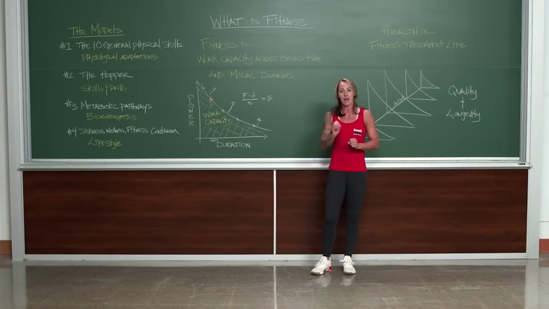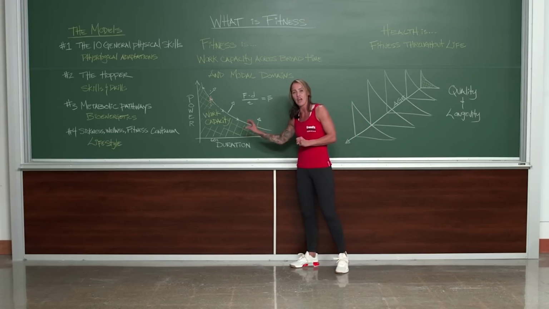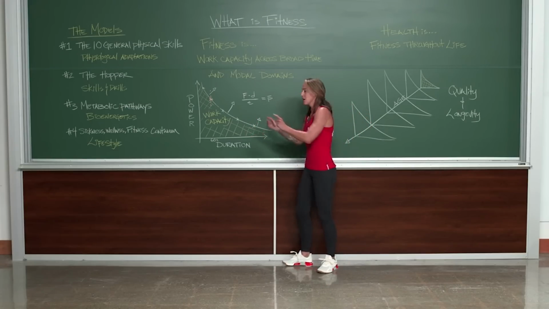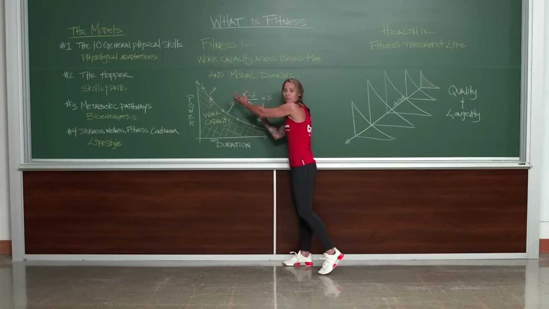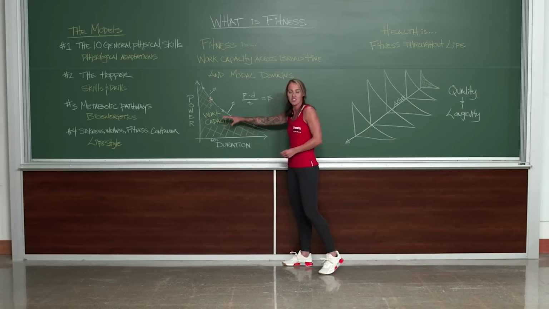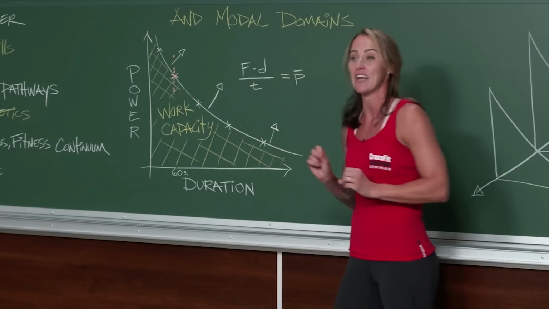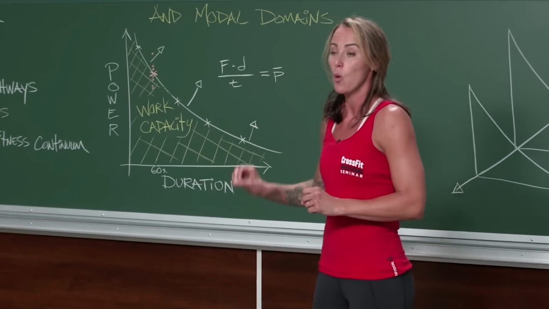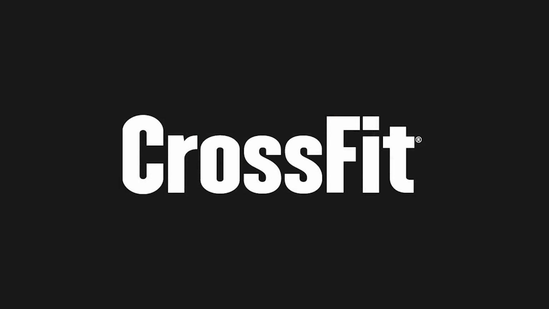The guiding tenet for how much of any single adaptation we need to increase our fitness and area under the curve is that it continues to do so. We don't just want one side of the curve to be lifted while the other stays stagnant. We want both sides. And that completes our definition of fitness. Work capacity across broad time and modal domains.